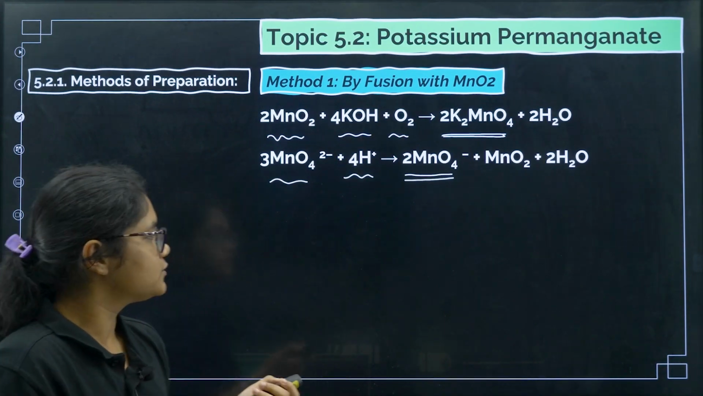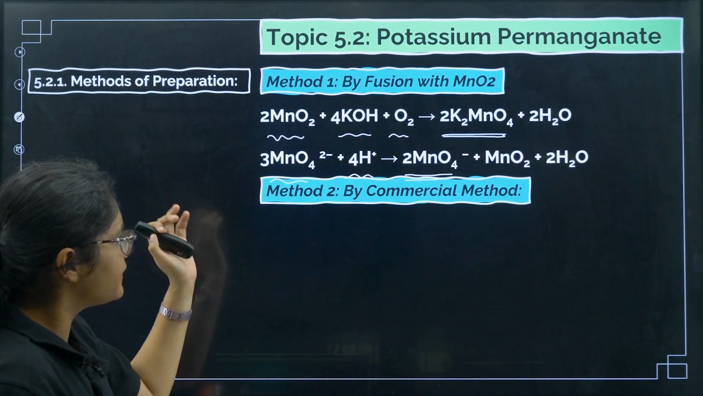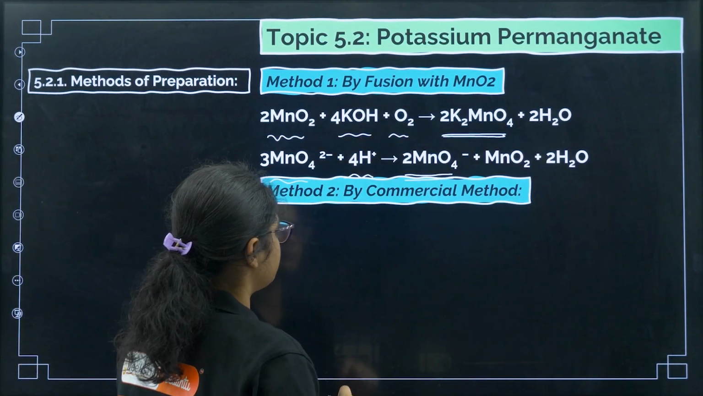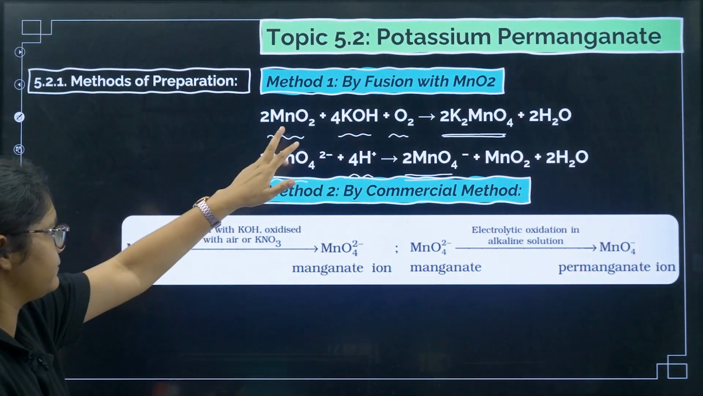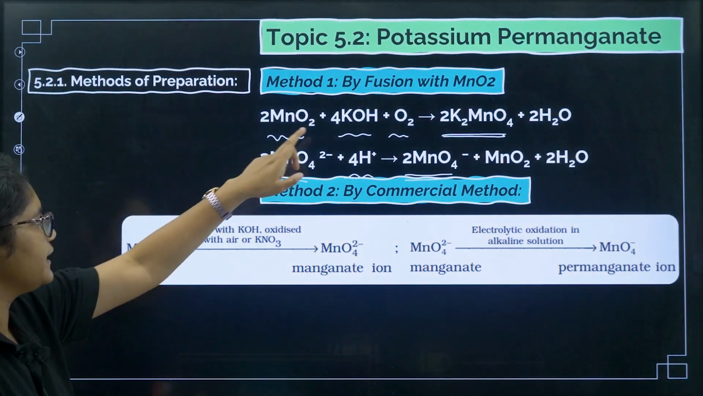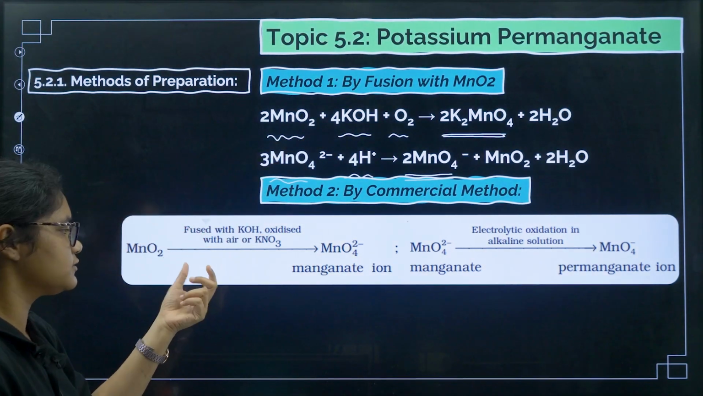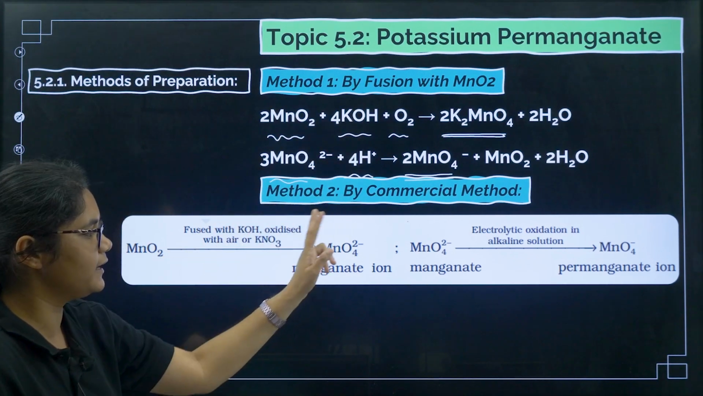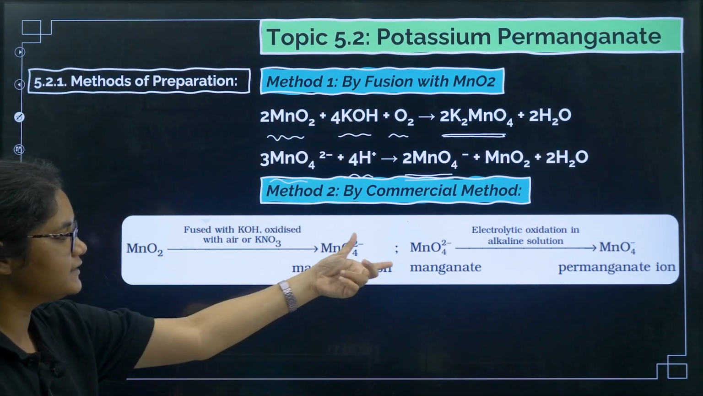Okay. Now there is another method, the commercial method. Here you can see the same thing: MnO2 is taken, fused with KOH and oxidized. The same process happens and we get manganate ions here. The second step is different here.